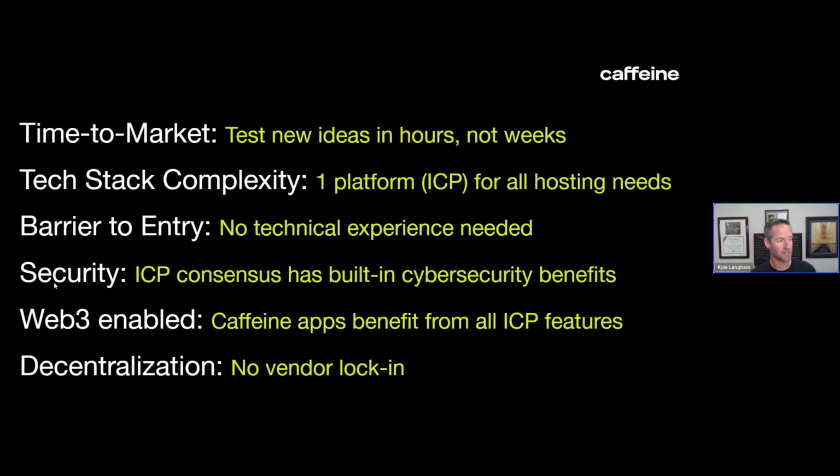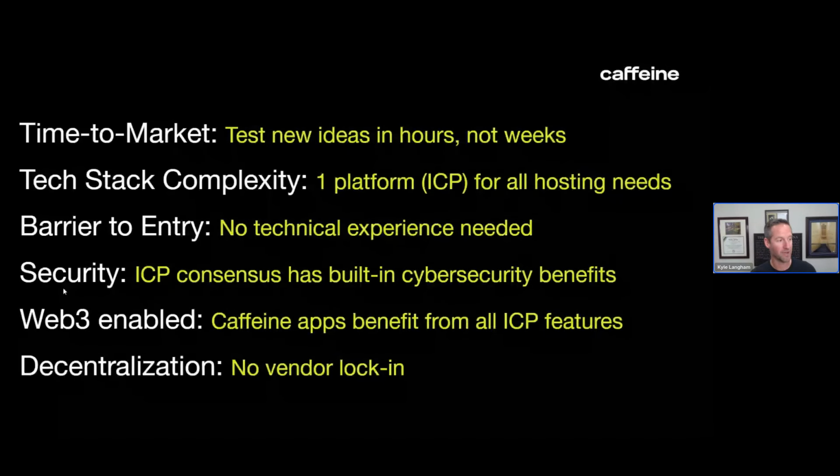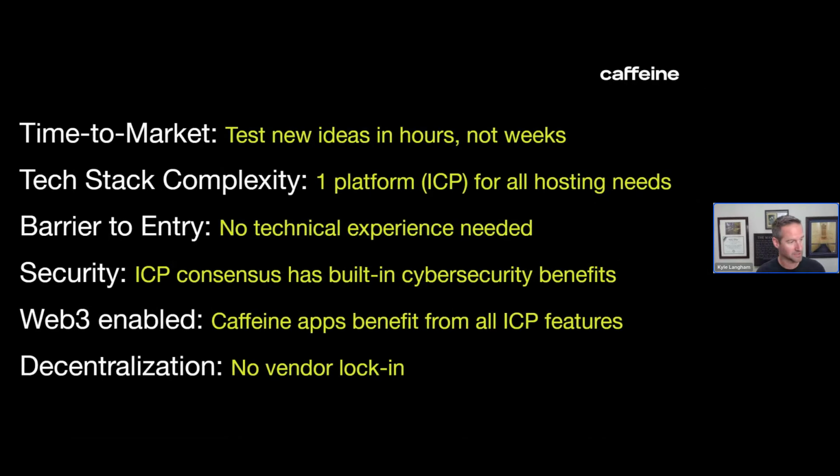Applications launched on Caffeine.ai have higher levels of security. Because ICP is a blockchain, the consensus mechanism makes your code much more tamper resistant. Hacks are very rare on ICP because of that consensus mechanism.